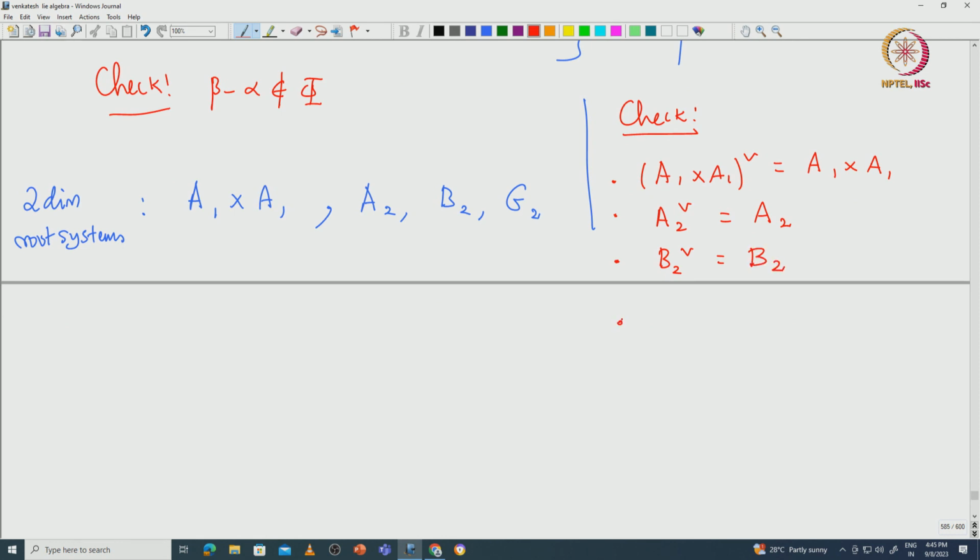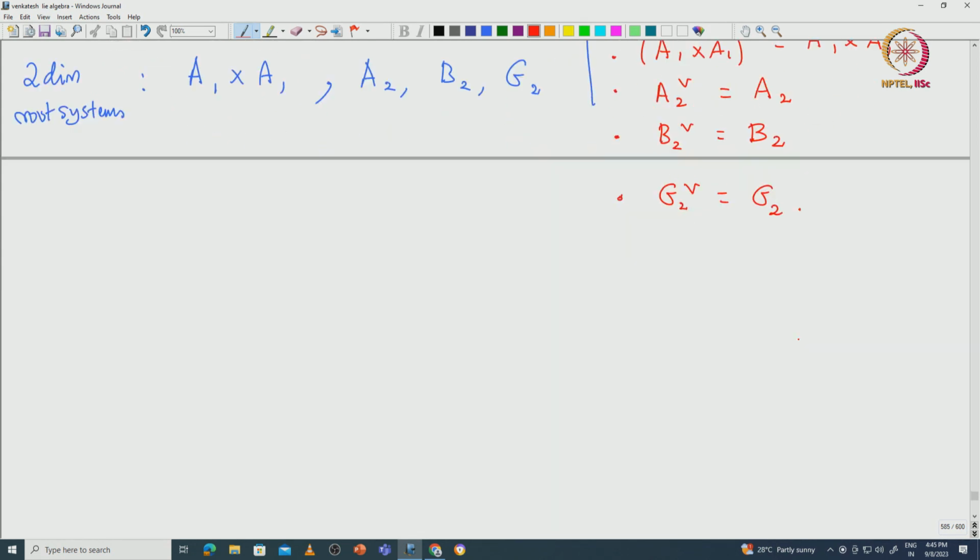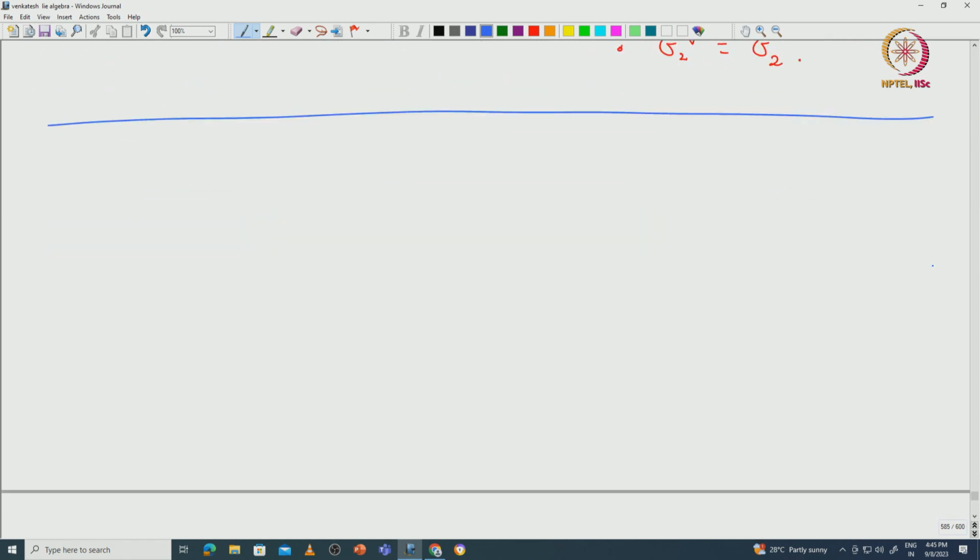In terms of G2, the dual of G2 will be isomorphic to G2. This is what happens when you consider the dual systems. They are all self dual. This is something I will leave to you to check. If you are interested in a very concrete example of root systems, let us actually construct one example.